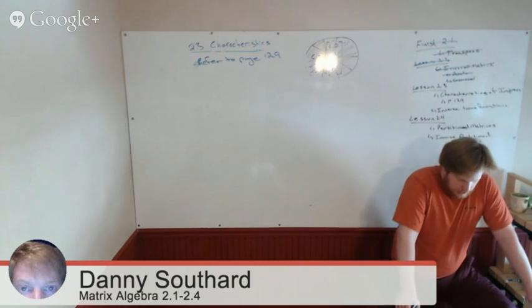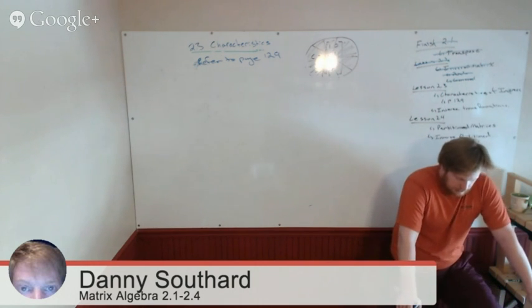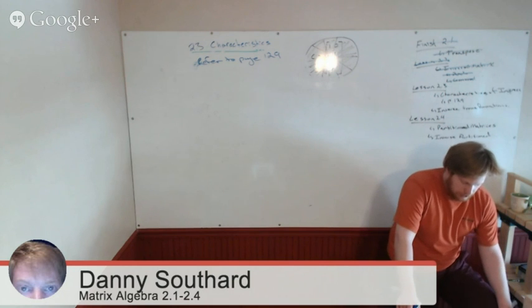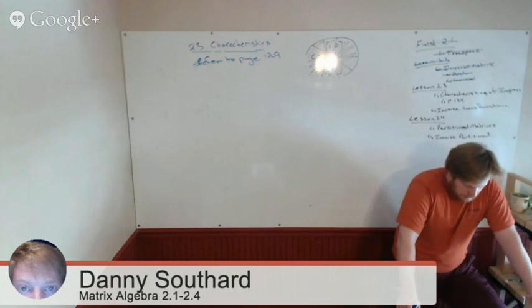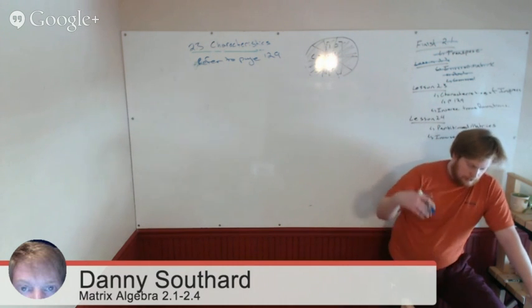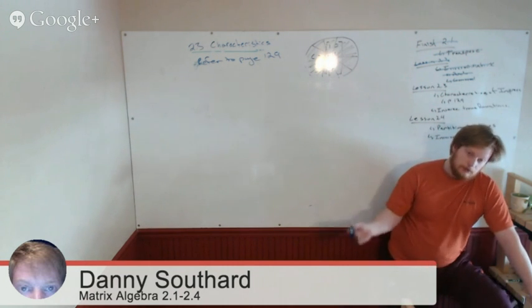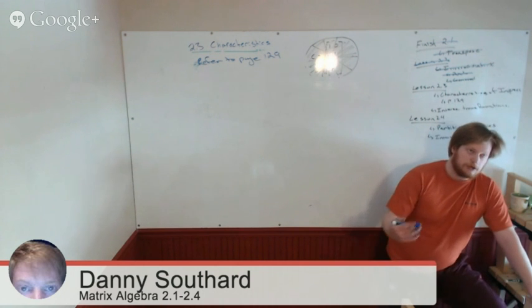The equation AX equals B has at least one solution for each B in Rn. That's the definition of onto. The columns of A span Rn. The linear transformation X to AX maps Rn onto Rn.